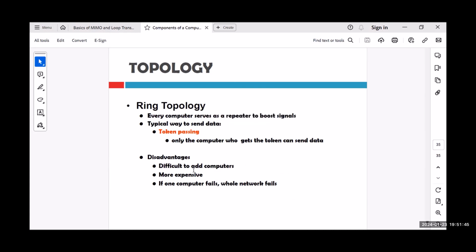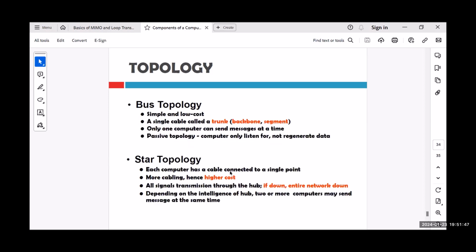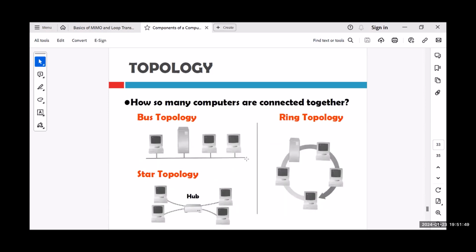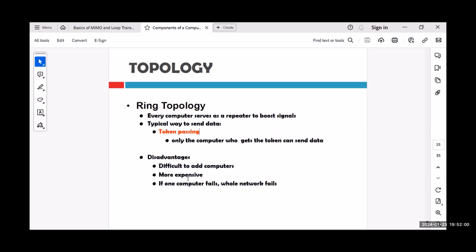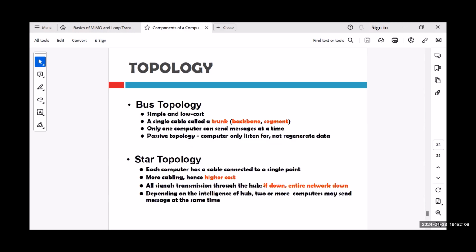The disadvantage is it is difficult to add computers. For example, we can easily add another computer to the bus topology or the star topology. But with regard to the ring topology, it is not easier to incorporate another system into the network. Moreover, it is more expensive. If one computer fails, the whole network fails.